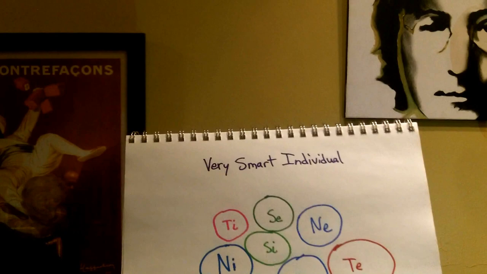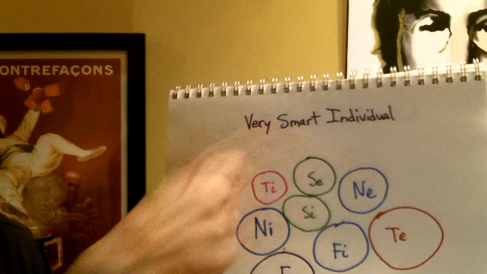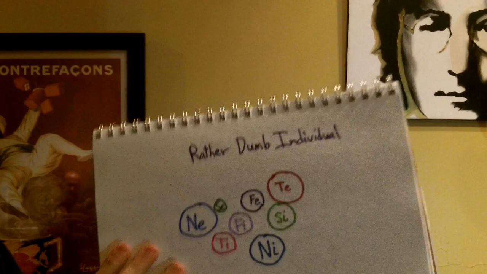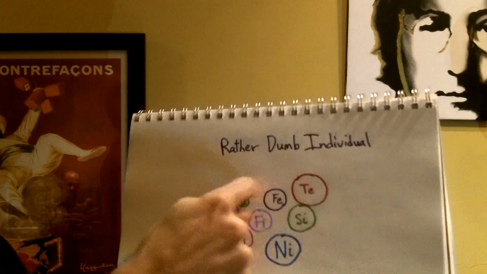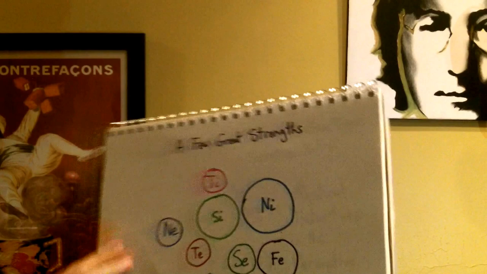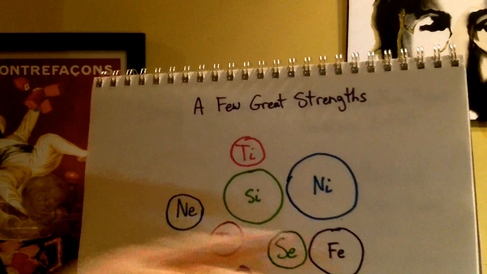What has happened here is that I made all eight of their bubbles really big, which is to say they're effectively perceiving all these different types of intelligence really large. I'm going to go to what I would say is a rather dumb person, and I'm illustrating this by simply making most of their circles really small. Now I'm going to go to the main topic of the lecture. Here's another chart. You've got somebody with a few great strengths, which is pretty straightforward. A few of their bubbles are very big.